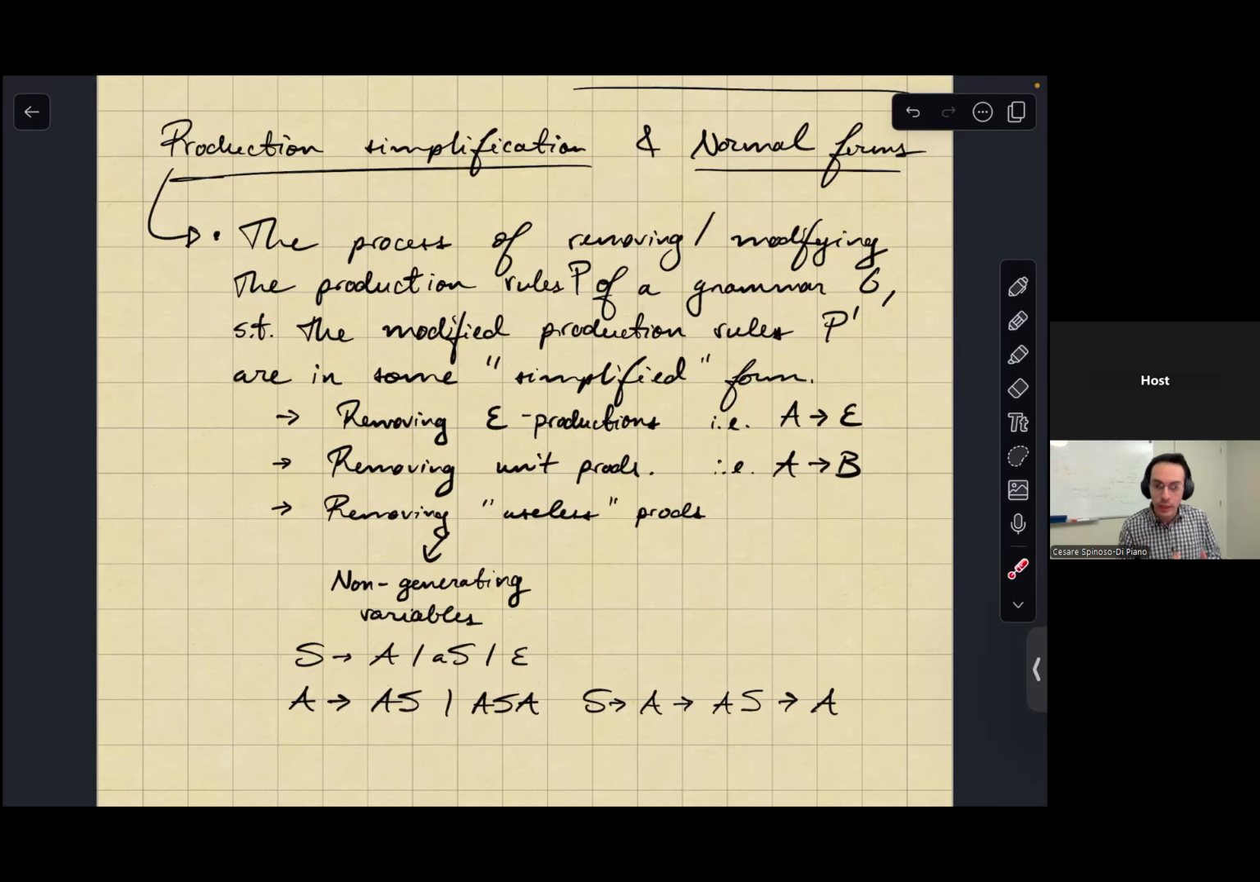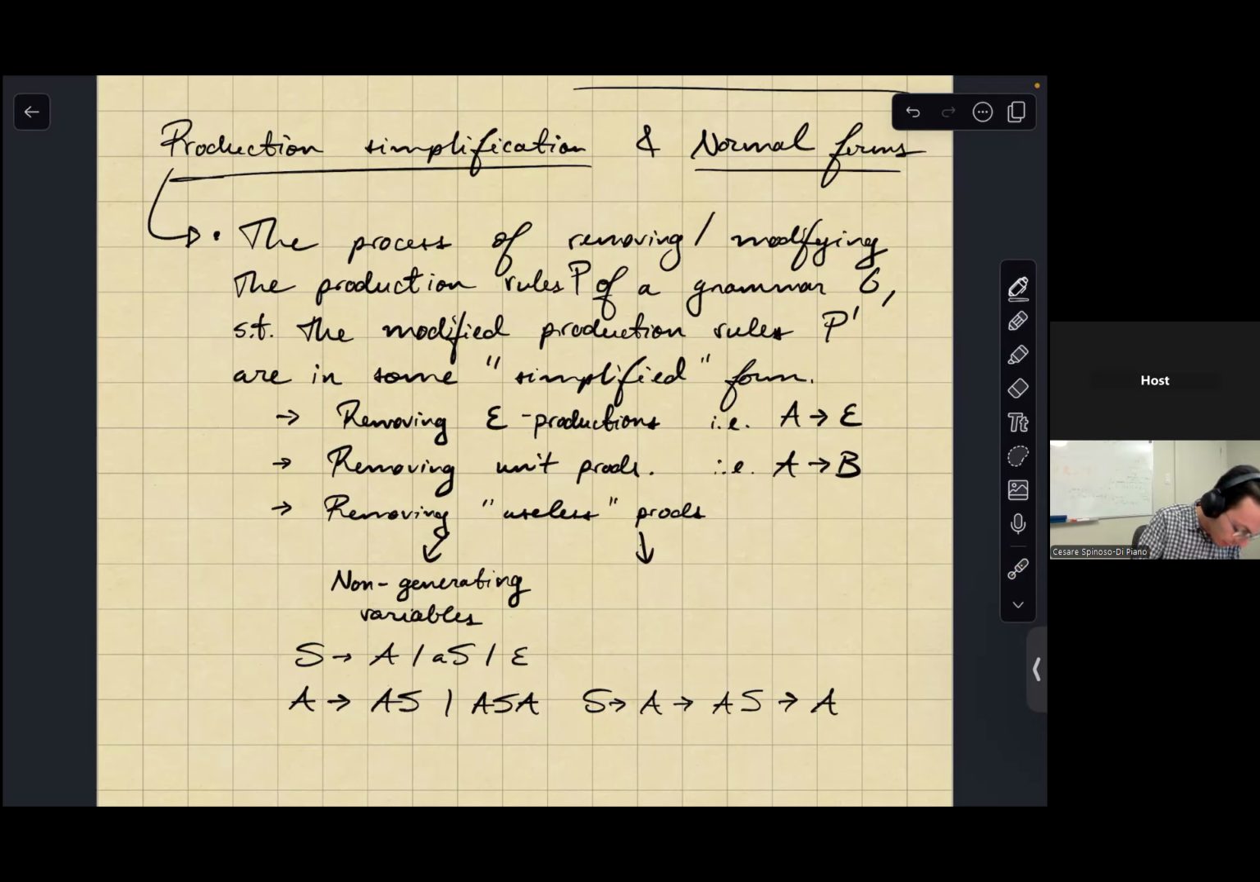And that's a problem, because you care about variables that can actually generate strings. So really this variable is not contributing at all to the strings generated by the grammar. Right? So those are things that we can also remove. And then another classic, and this is even more simple to see.